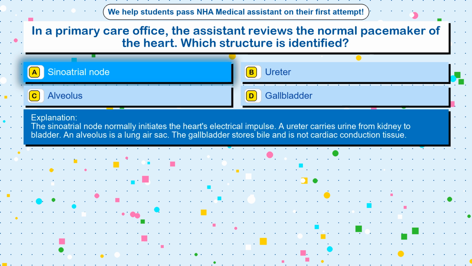The sinoatrial node normally initiates the heart's electrical impulse. A ureter carries urine from kidney to bladder. An alveolus is a lung air sac. The gallbladder stores bile and is not cardiac conduction tissue.